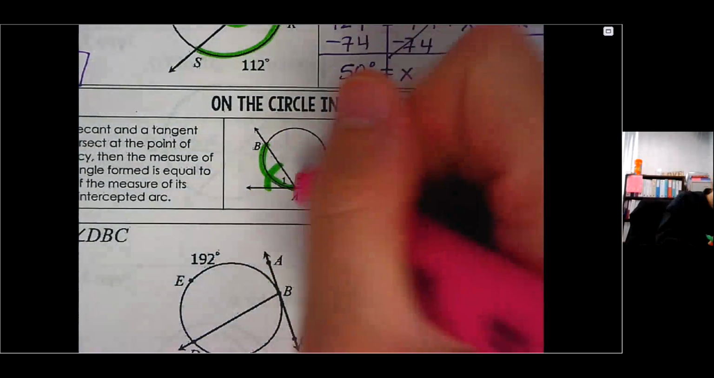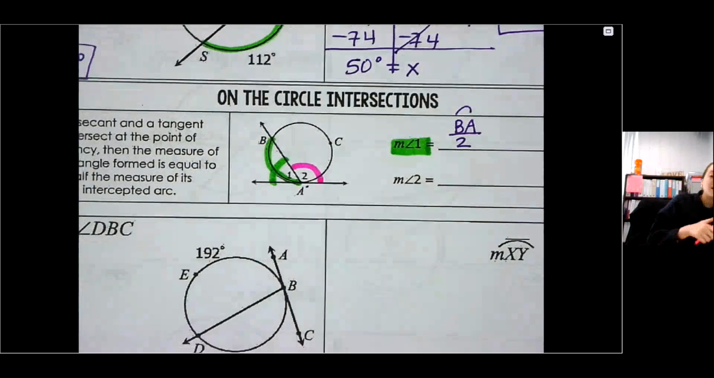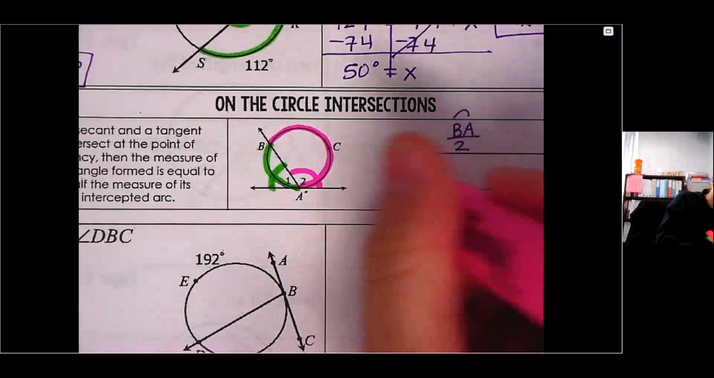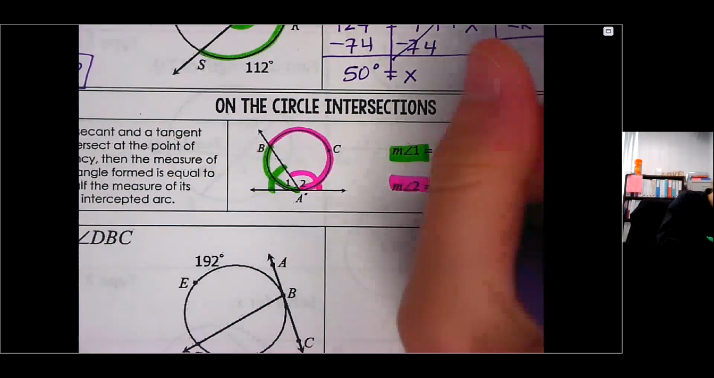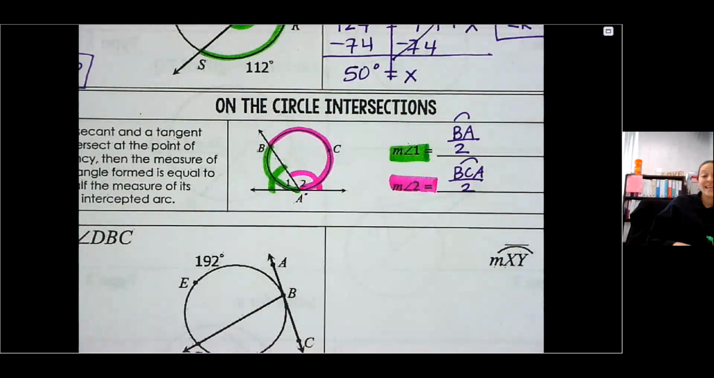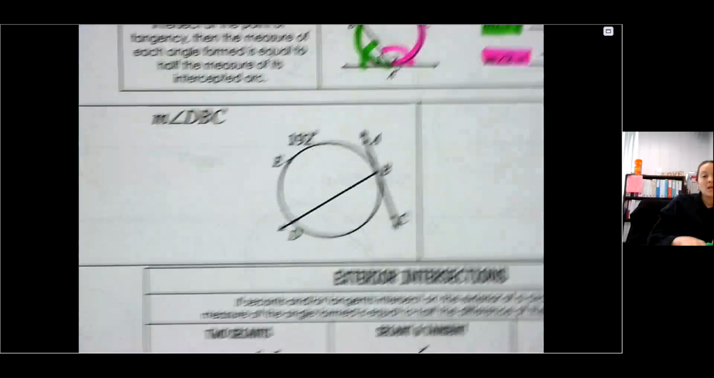So I'll divide by 2. Same thing if I want to find the measure of angle 2. The arc that it opens up to is this major arc over here, BCA. So to find the measure of angle 2, I will take arc BCA and divide it by 2. So you're just taking half of the arc measure.